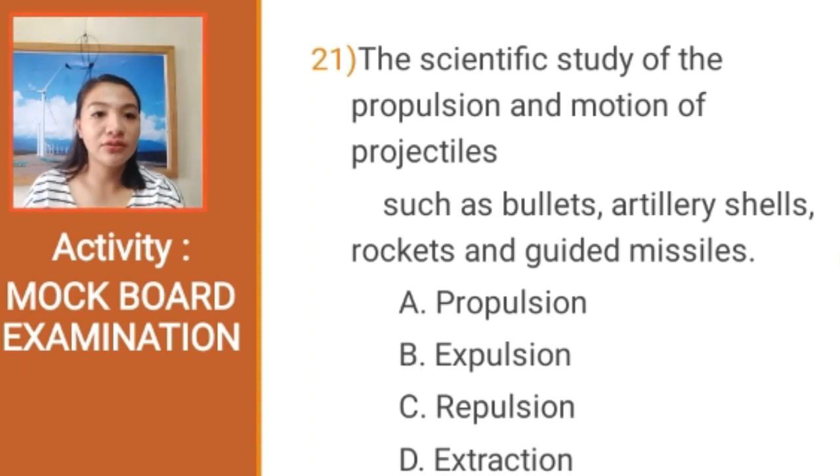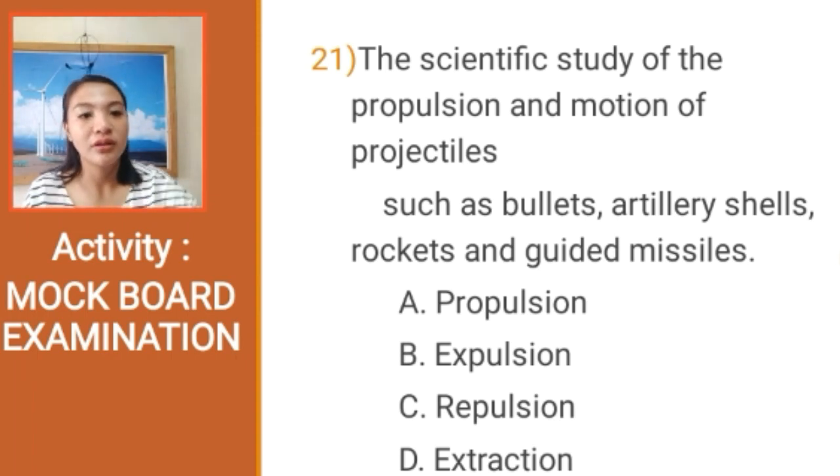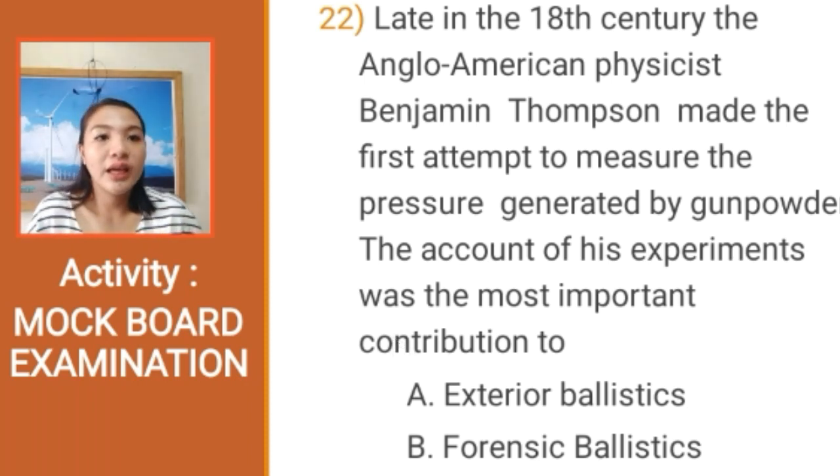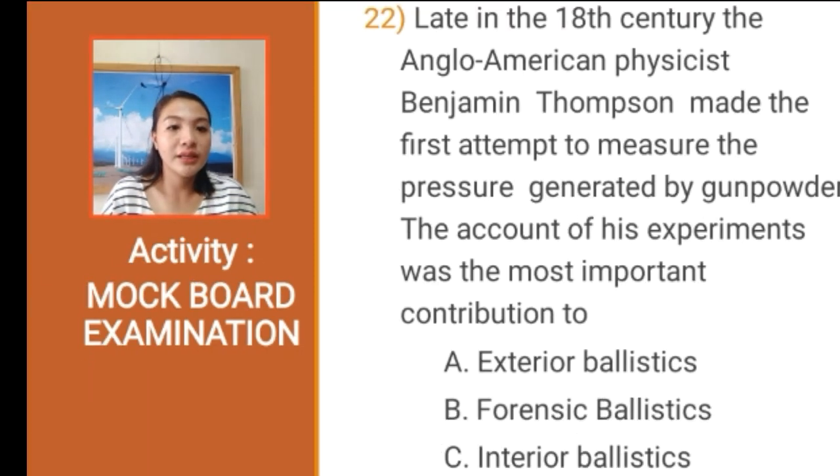Twenty-one. The scientific study of the propulsion and motion of projectiles, such as bullets, artillery shells, rockets, and guided missiles. A. Propulsion. B. Expulsion. C. Repulsion. And D. Extraction. Twenty-two. Late in the 18th century, the Anglo-American physicist Benjamin Thompson made the first attempt to measure the pressure generated by gunpowder. The account of his experiments was the most important contribution to A. Exterior ballistics, B. Forensic ballistics, C. Interior ballistics, and D.